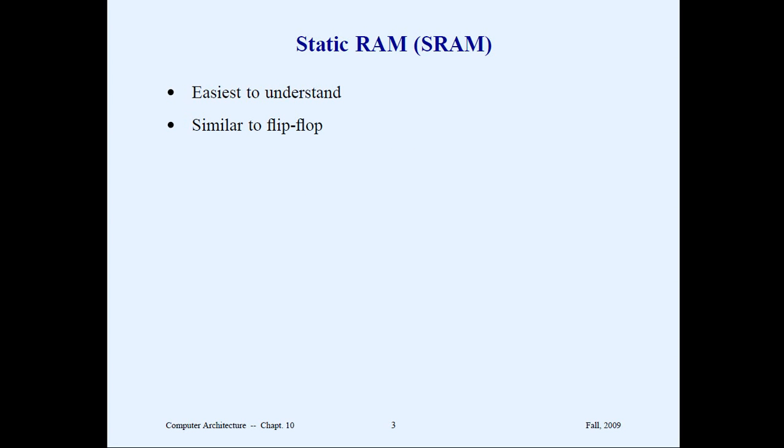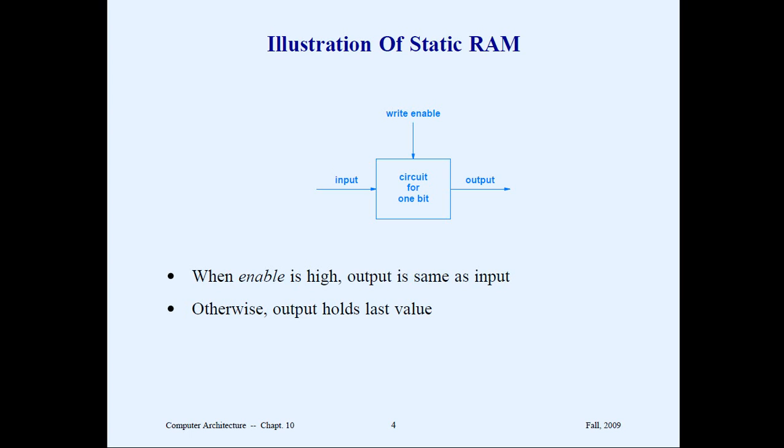So static RAM is the easiest to understand. It's similar to a flip-flop. You just basically tell each bit that it's either been written on or it hasn't been written on. There's a write that comes in, and what comes out is the actual value for the bit. So there's a circuit for the bit, and there's a write enable that comes into it, there's an input that comes in, and it can either turn it on or off. That ends up looking like this.